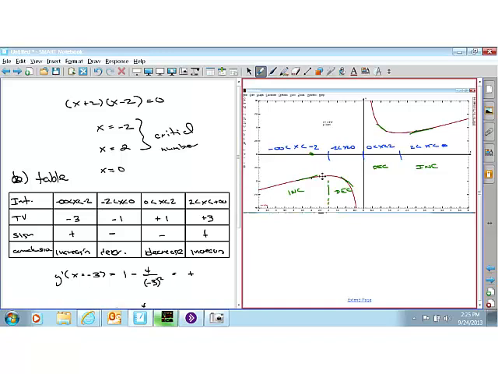At x equals negative 2, we change from increasing to decreasing. We continue to decrease. We jump over 0, which is a vertical asymptote, and we're still decreasing. We go from negative infinity to positive infinity. So when we go from positive infinity down here, we're decreasing, decreasing, until we get to the critical number, x equals 2, and then we change from decreasing to increasing.